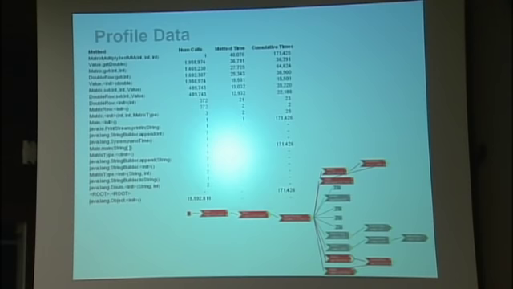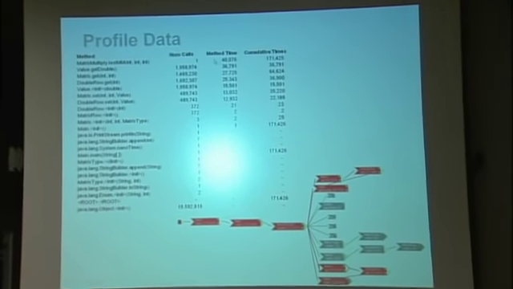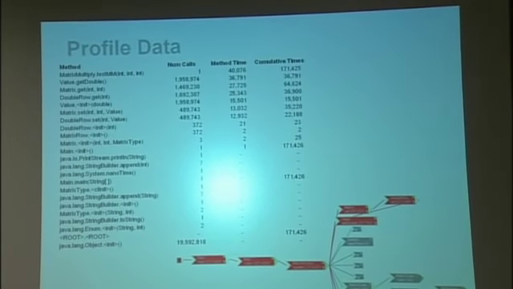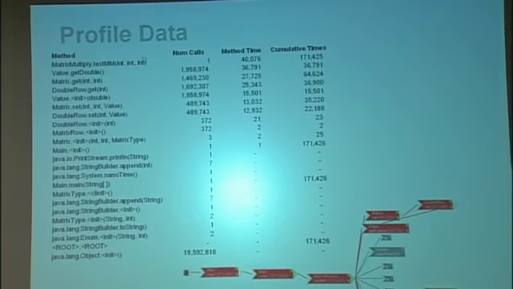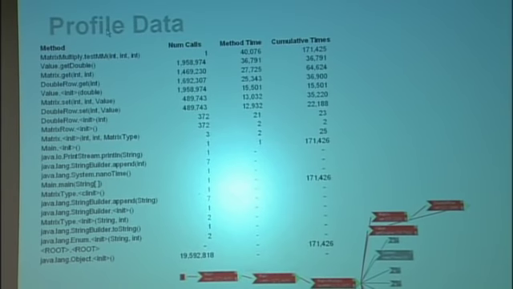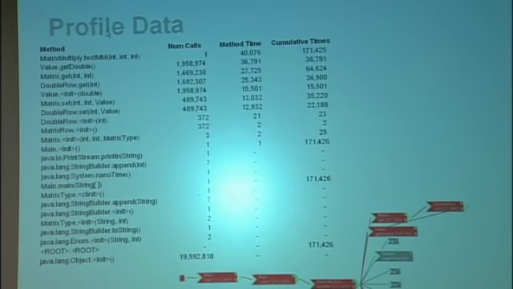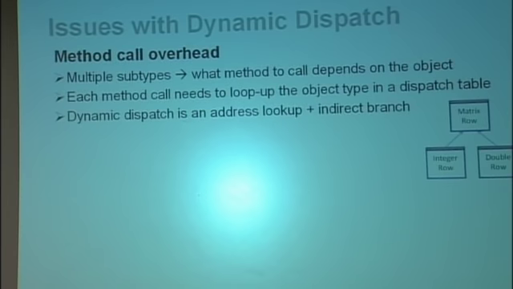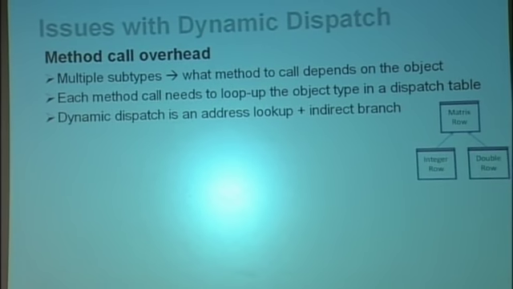Okay. So if I look at this now, what I find is I am spending a lot of time in method time. I am doing matrix multiply, that's good, but I am spending all this time doing get double and get methods. Okay. I am trying to do matrix multiply. Why am I spending all this time trying to do get double and get? What I found was the issue is the method call overhead.